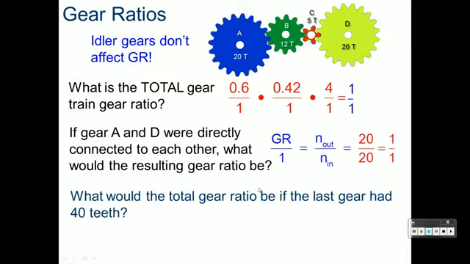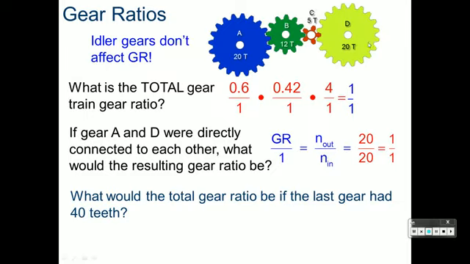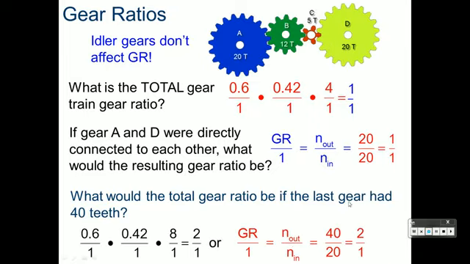If I change the last gear over here to have 40 teeth, I would have my out is 40 over 20, and that's what this over here on the right is. Or I could just change that very last gear ratio from C to D, but either way I still get a gear ratio of 2 over 1.